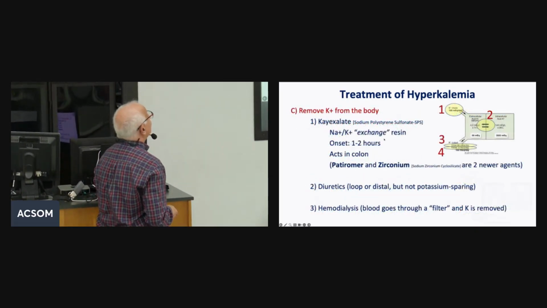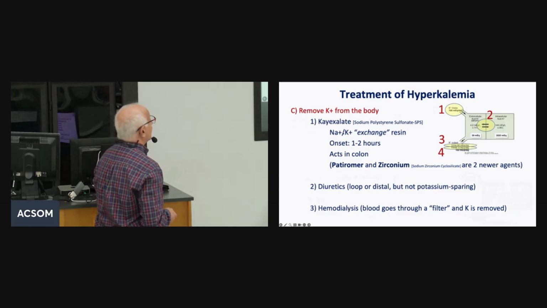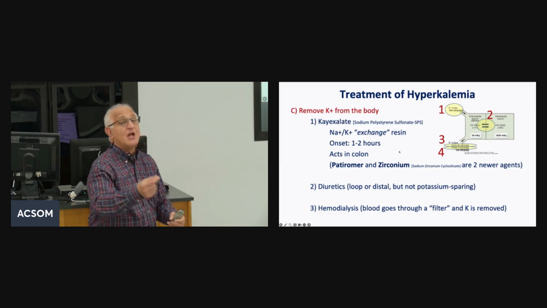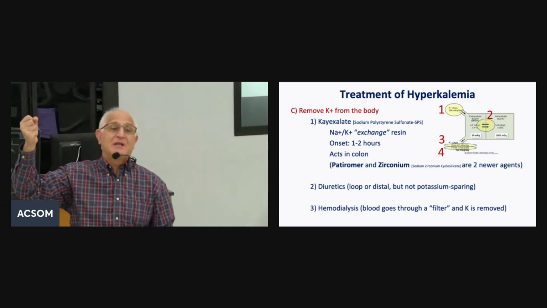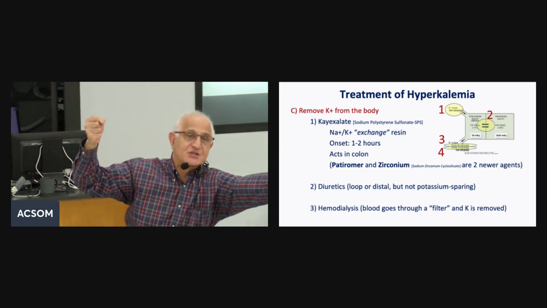Now it's time to remove the potassium from the body. We talked about one of them being the binder. It is K-exalate, or there are two others that I'm going to add. These are exchange resins. This works through the GI: it goes inside the GI, takes the potassium out, and gives something in exchange.